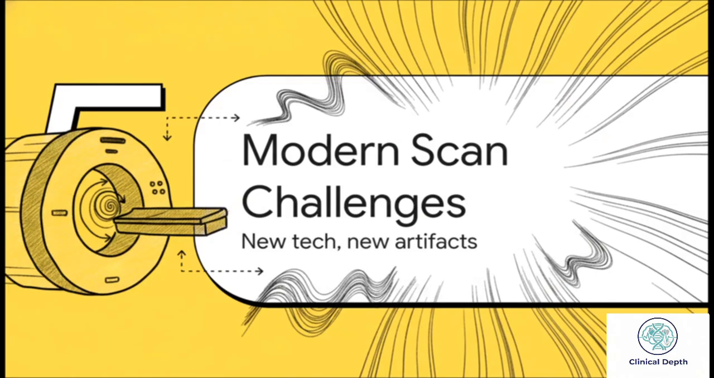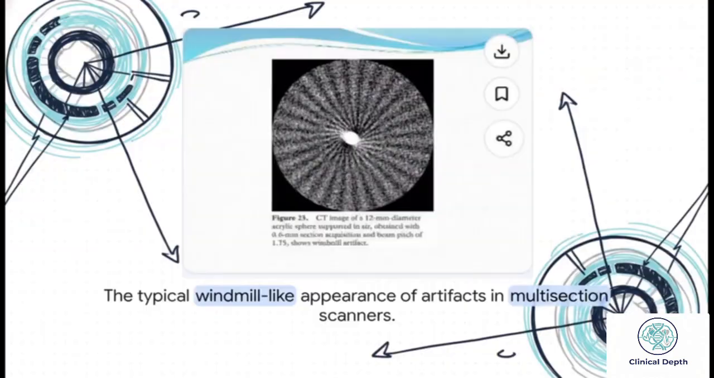And this one's a bit ironic, because sometimes the very technology that makes scanners so fast and powerful today can create its own brand new types of artifacts that just didn't exist before. I mean, just look at this weird pattern. They call it a windmill artifact, and you can totally see why. This is something you'd only see on a modern multi-section scanner. It's basically a side effect of the incredibly complex way that all those multiple rows of detectors capture data during a super fast scan. It's a glitch born from progress.